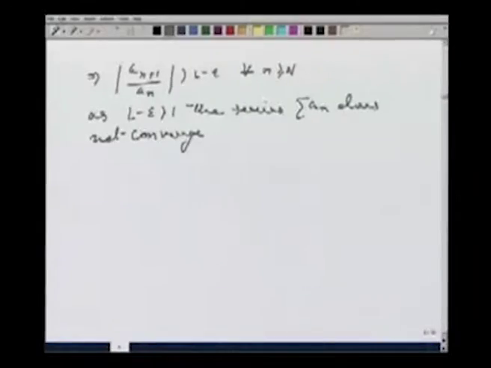Now, the situation I have at hand is precisely this, that modulus of a_(n+1) by a_n is bigger than L minus epsilon, but L minus epsilon is by my choice strictly bigger than 1. Hence the series summation a_n does not converge because its terms don't go to 0. So that gives you the ratio test.